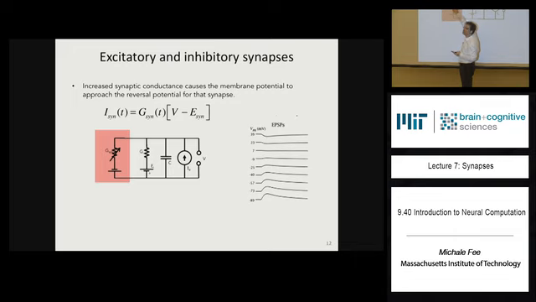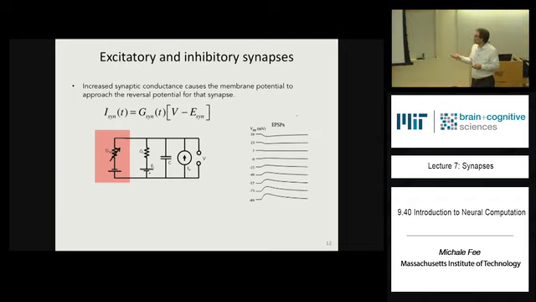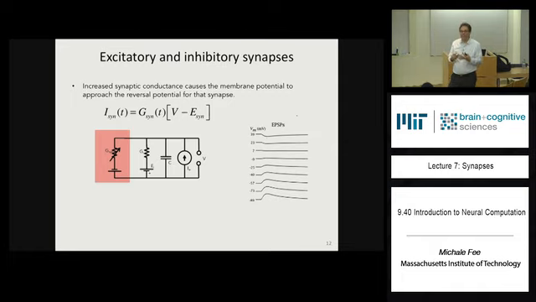Which is the same as reducing the size of a resistor. Does that make sense? Yes. So is the reversal potential always going to be 0, or just in this specific example? Great question. The reversal potential is different for different kinds of synapses.